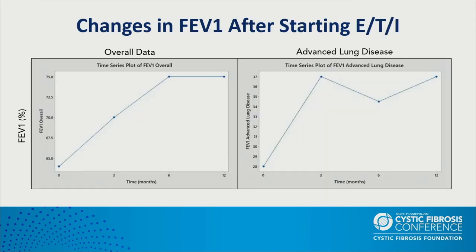Here is another visual representation of changes in our FEV1 from baseline to 3 months, 6 months, and then 12 months after starting ETI. The graph on the left is the overall patients, and the graph on the right is our advanced lung disease population. As you can see, this rapidly increased, and the change was sustained.